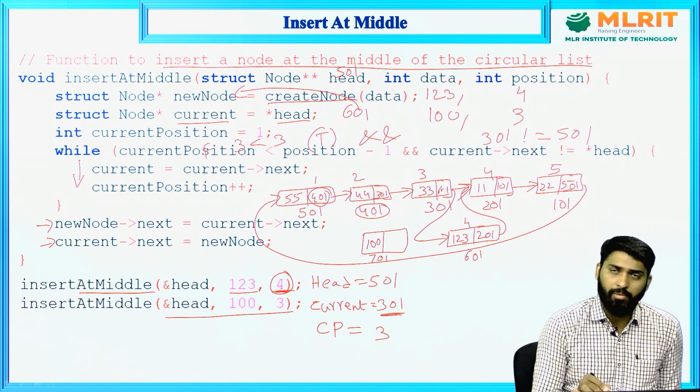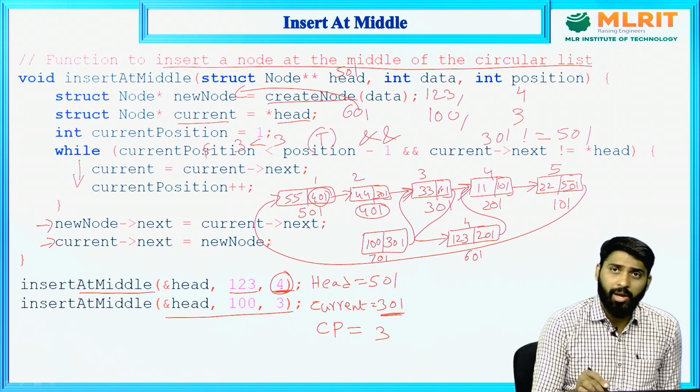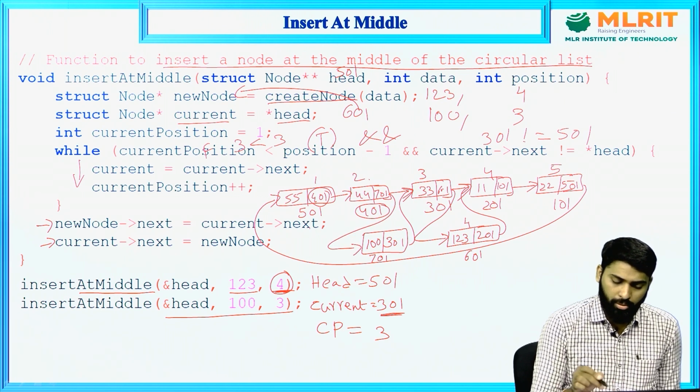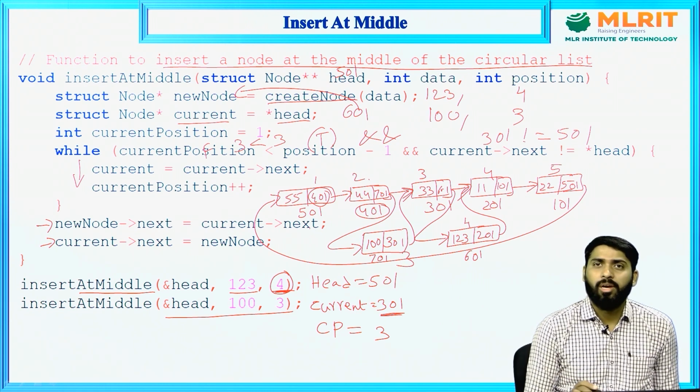What is the current now? 401. 401 arrow next is 301. So this is the link. And current arrow next, that means 401 arrow next is the new node, that is 701. So this is the link. Now 1, 2, 3. This is the third node inserted in the circular single linked list.